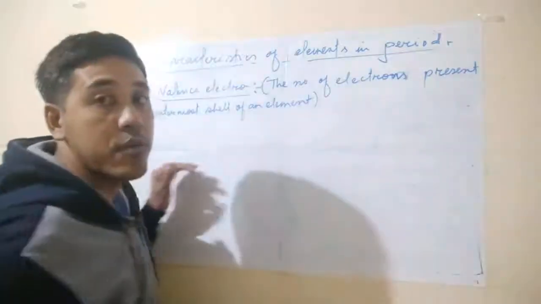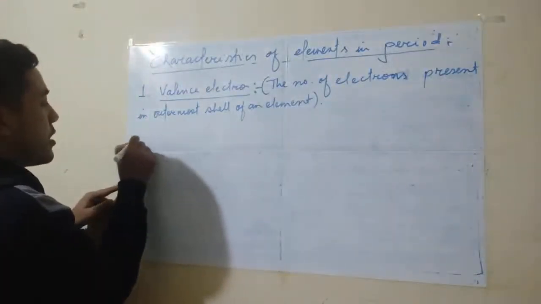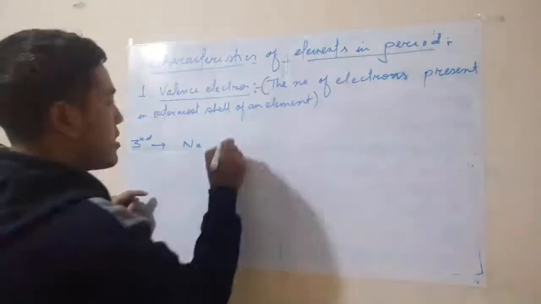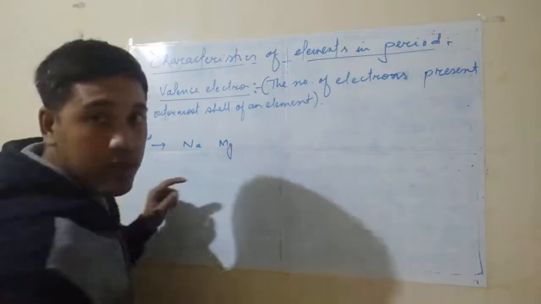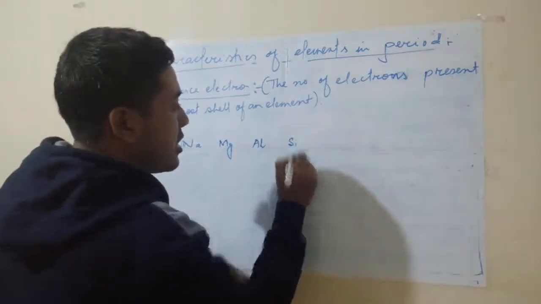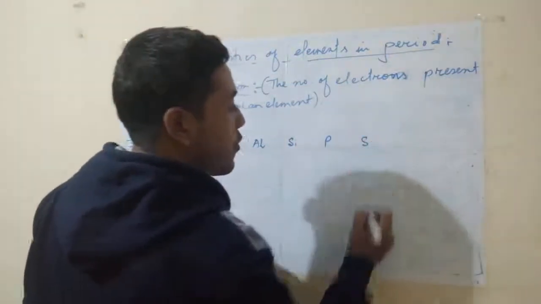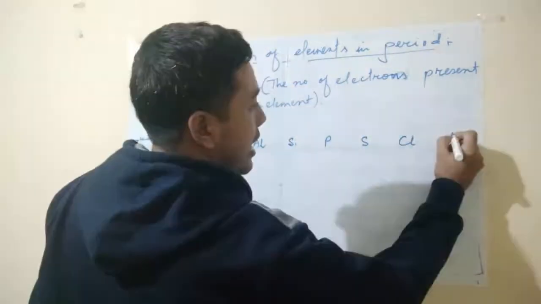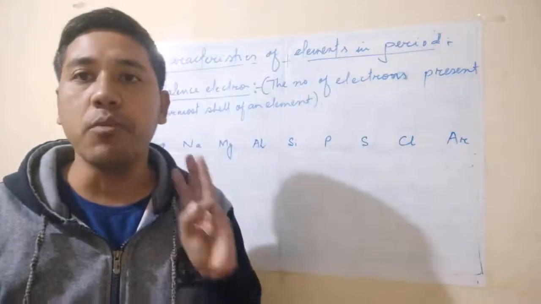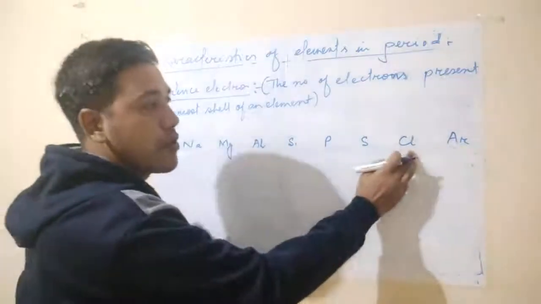Now the third period. Now we are considering the elements in the third period. In the third period, the elements are sodium, magnesium, aluminium, silicon, phosphorus, sulfur, chlorine, and the last one is argon. These are the elements which are present in the third period of the modern periodic table. Sodium, magnesium, aluminium, silicon, phosphorus, sulfur, chlorine, and argon.